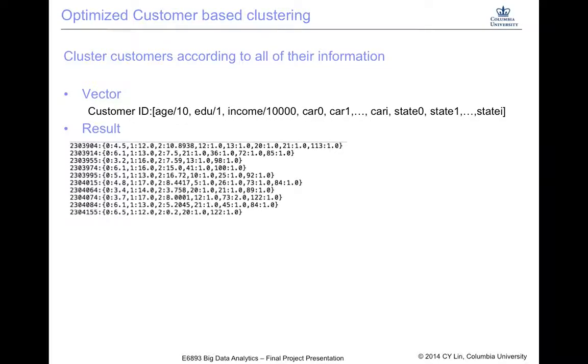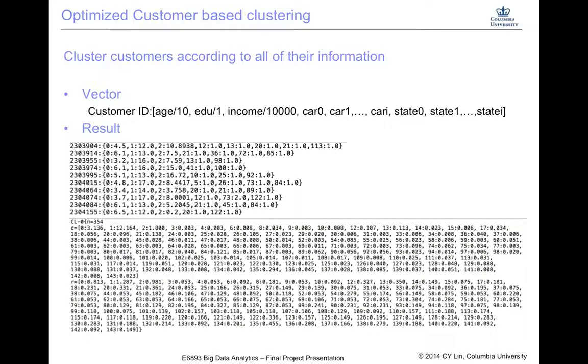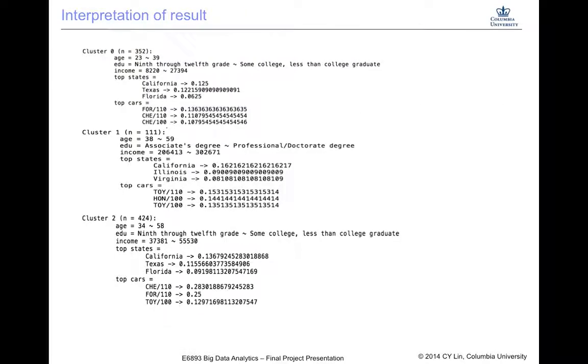First, we'll show you our vectors. Then we generate 10 clusters. Then this is the result of the center points of the clusters and the number of customers in the clusters, and also we show you the radius of each cluster. Then we interpret the cluster results into more readable results.